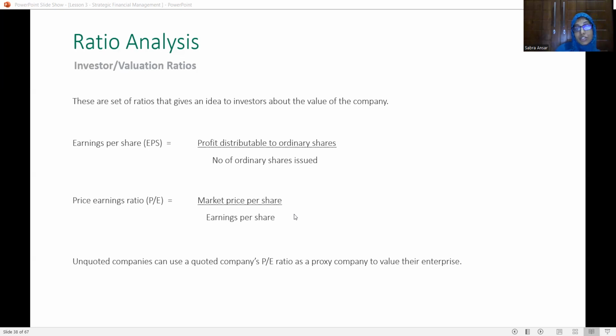And PE, the price earnings ratio, compares the market price per share with how much earnings you get. The investor will see how much percentage we get from the market price of this particular share. Is this a big percentage or a small percentage? This comparison will be done by the investor, and this will determine the investors who come and invest in the organization.